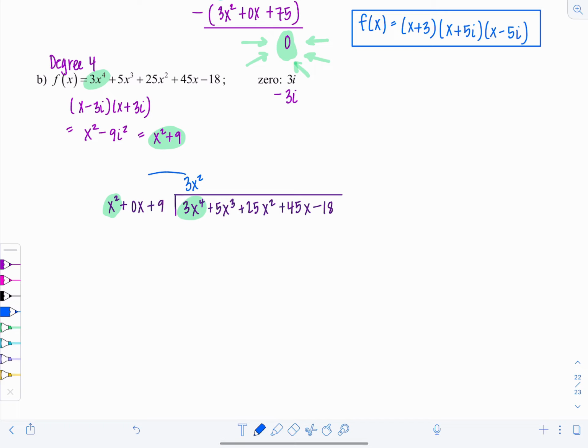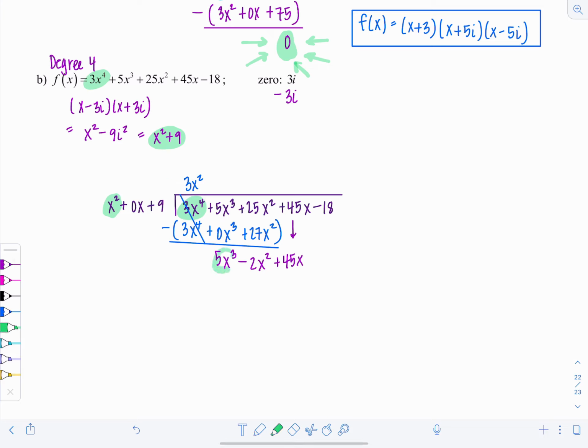Now you distribute that 3x squared and list the result underneath. This is going to be 3x to the 4th plus 0x cubed plus 27x squared. And now we subtract. This cancels. And I have 5x cubed, and then be careful, minus 2x squared. Did you guys catch that negative distributing okay? Wonderful. And now bring down the 45x, so plus 45x, and we can keep going.